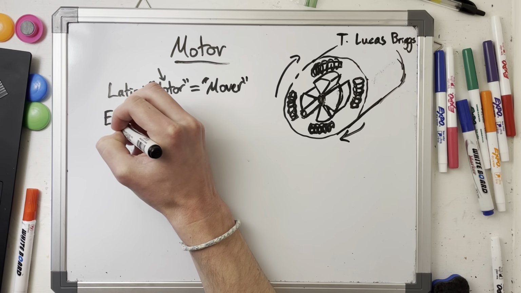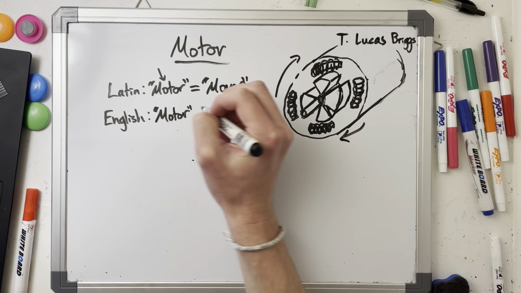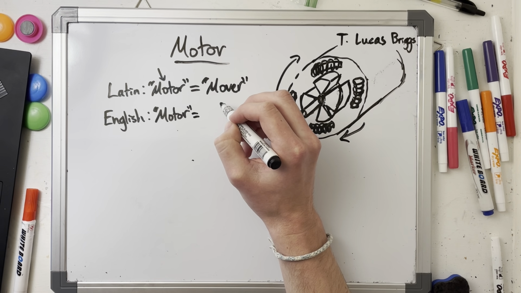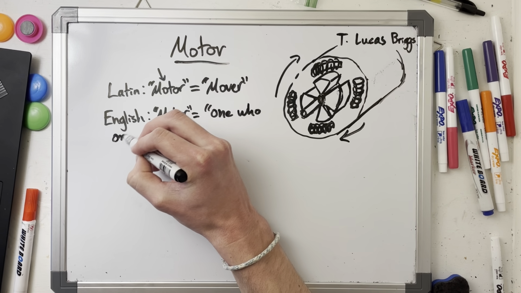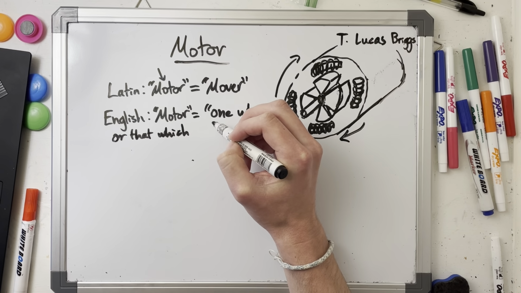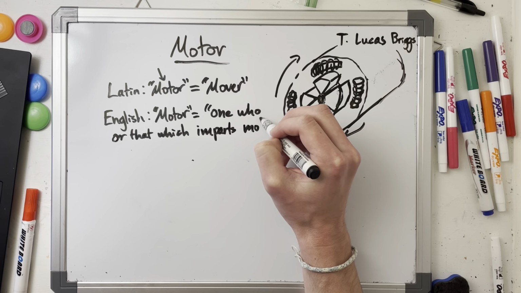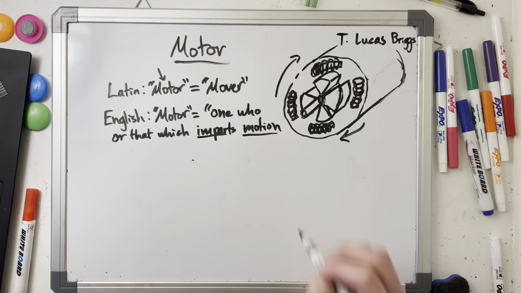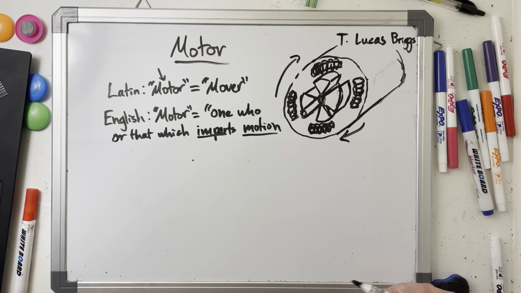And in English, we define motor a little bit more concretely, and we say that it is one who, or that which, imparts motion. That's it. That's all we say. Just anything in the world that causes some sort of motion, or rather imparts motion onto another thing.